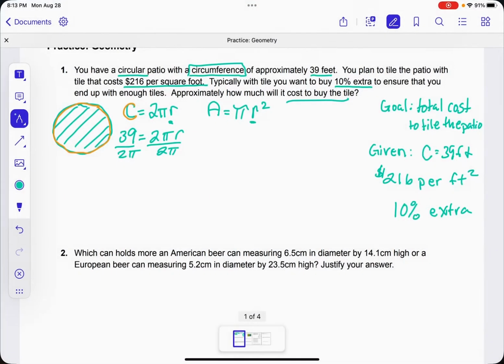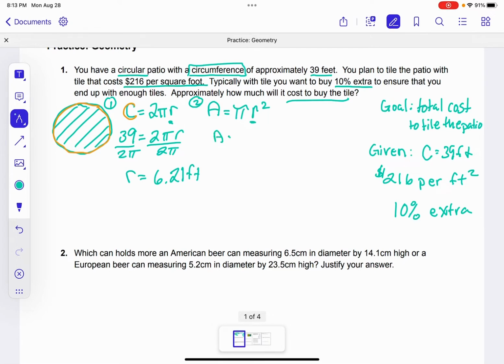And yes, you're perfectly okay rounding. So r equals 6.21 feet. So there's my radius. Now I need to know how much area I have. So I'm going to use that radius length, and I'm going to plug that into my area formula. So this was my first step. Now I'm going to move on, and I'm going to find my area.